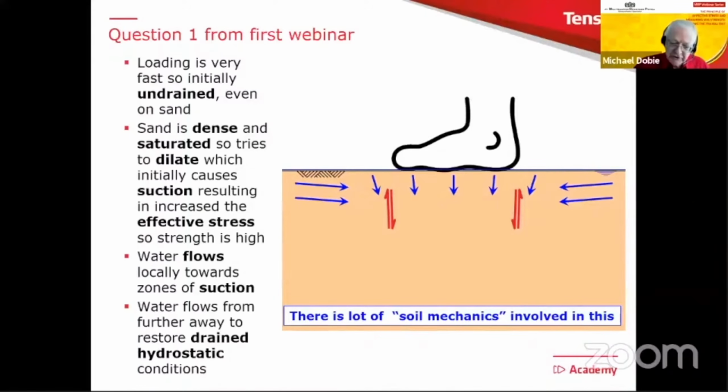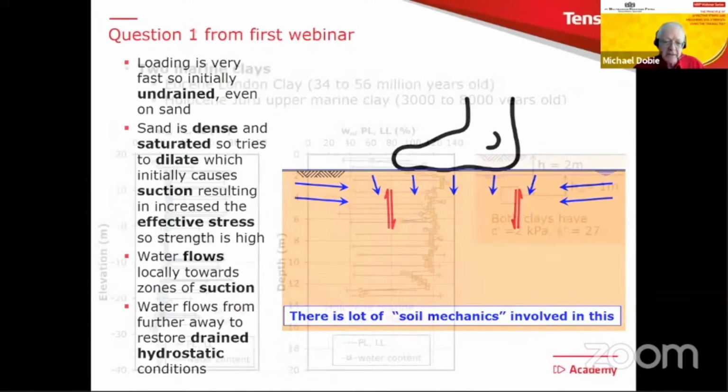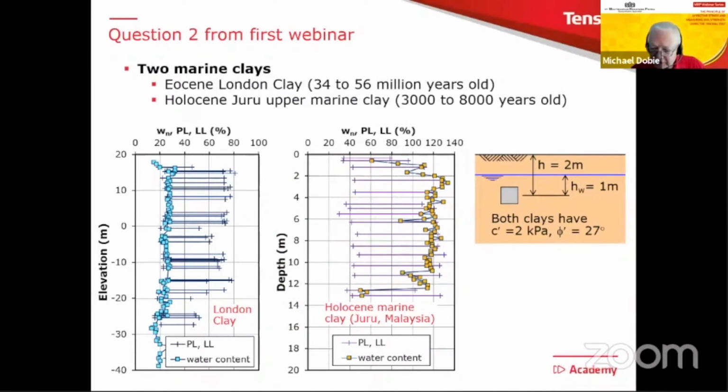We return to a drained condition and hydrostatic, and that's when the sand starts to feel softer again. So I hope that explanation is reasonably okay. The other one is like this, and I think this is kind of important. I've gone slightly over my 1 hour, but I want to finish off with this one because understanding this, I think, is quite important.